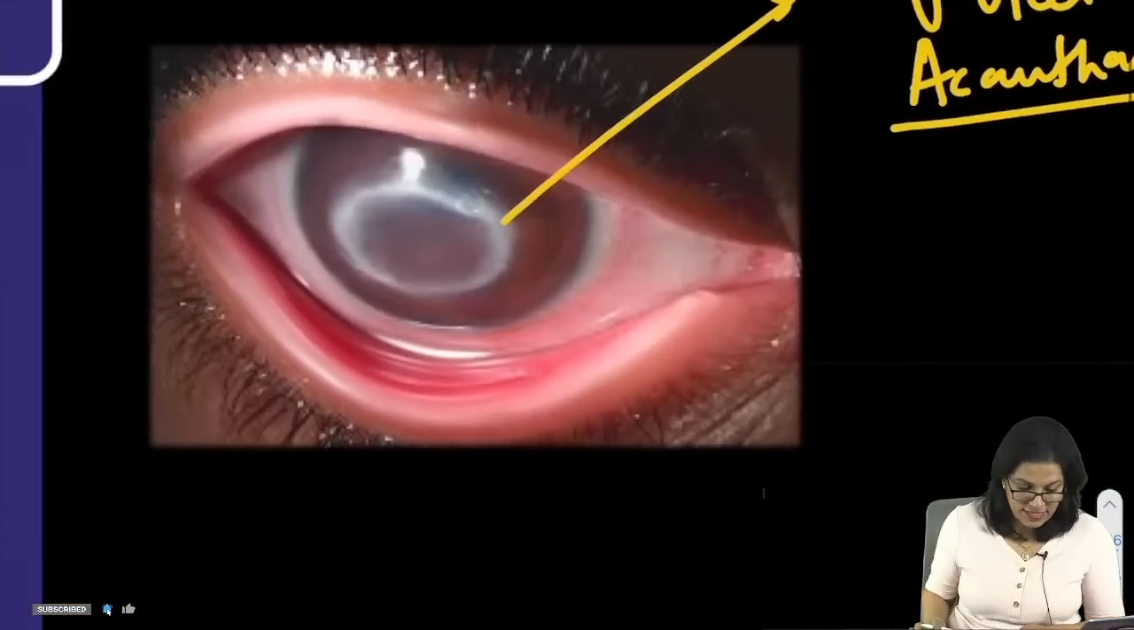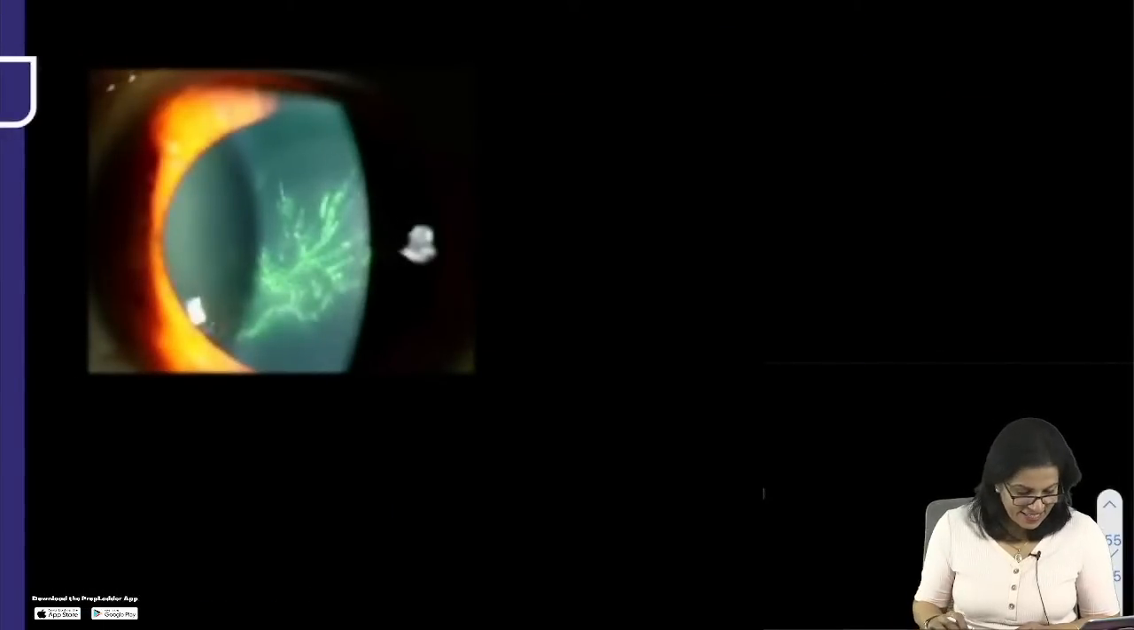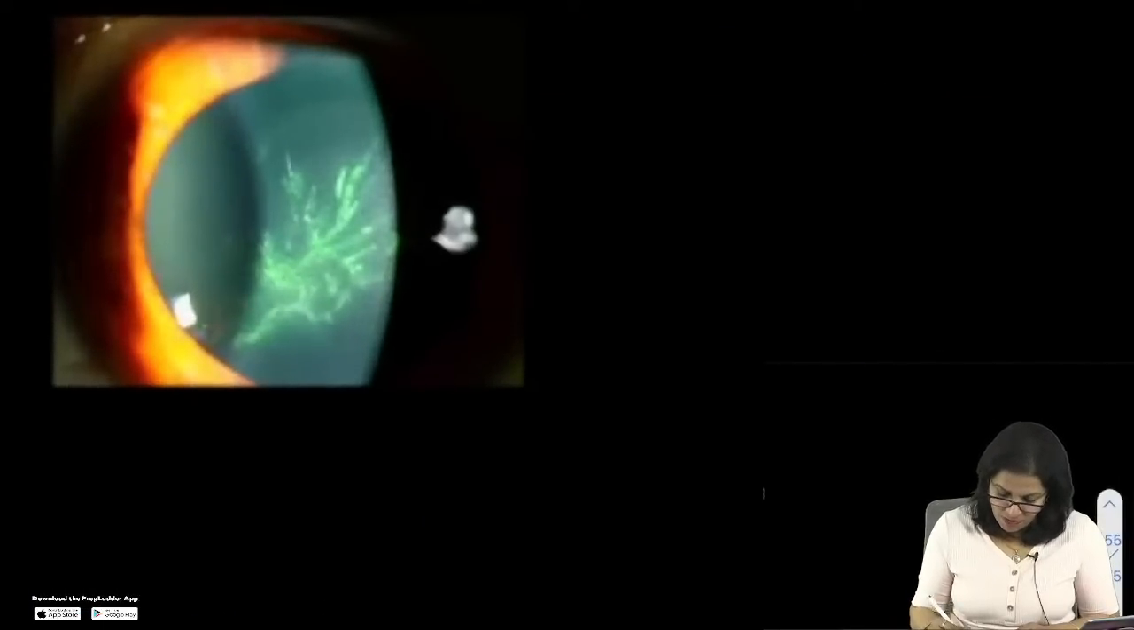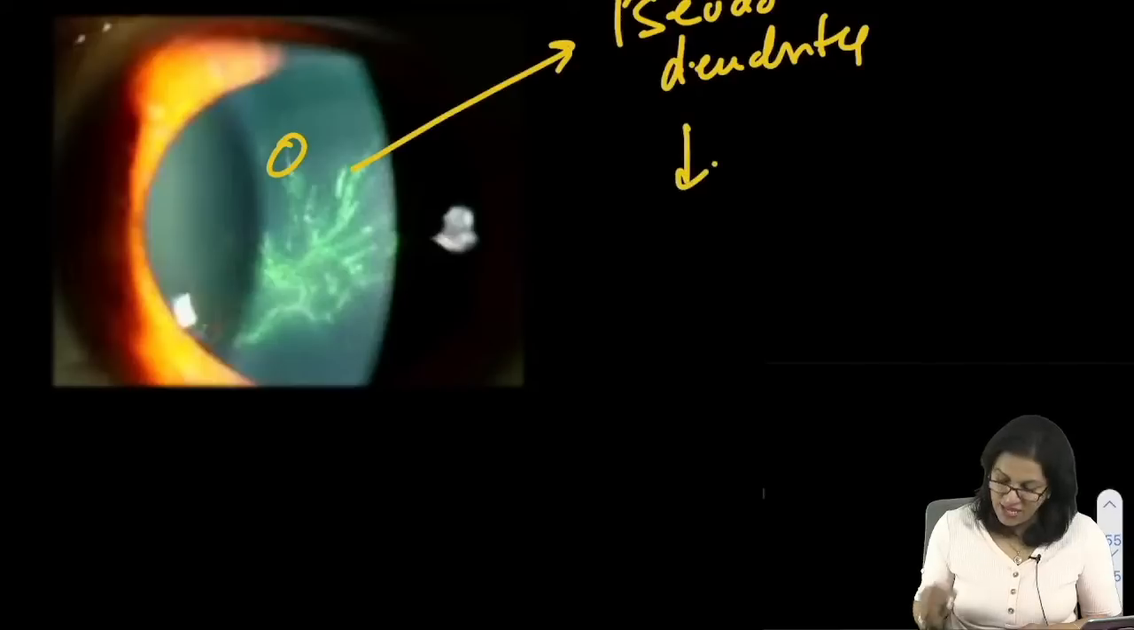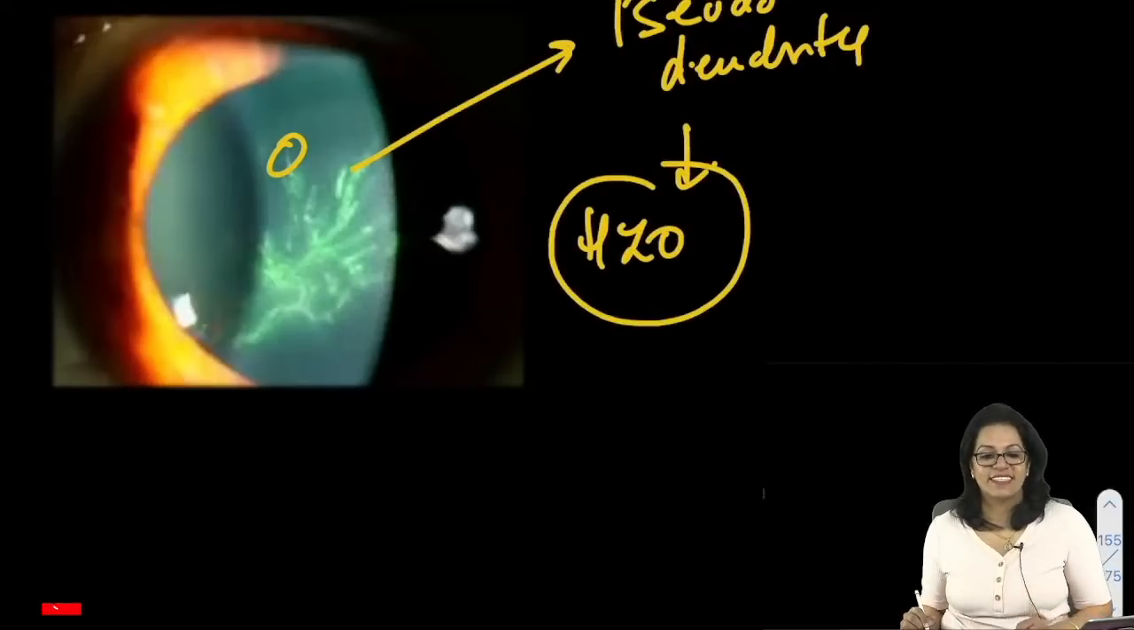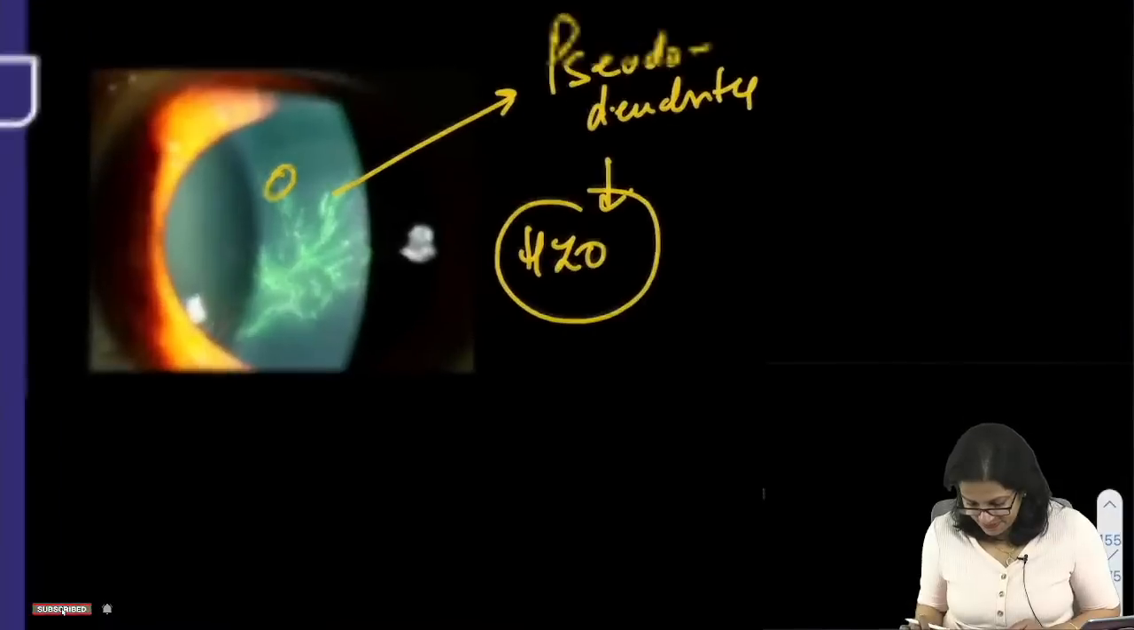Okay, Chandra, have you answered this for my question here? This is what? Very good. This has no knobbed ends. Can you see any knobbed ends here? No. This is a pseudodendrite. It is not dendritic. These are pseudodendrites, and therefore we are talking about zoster. It's a feature of herpes zoster. Okay?